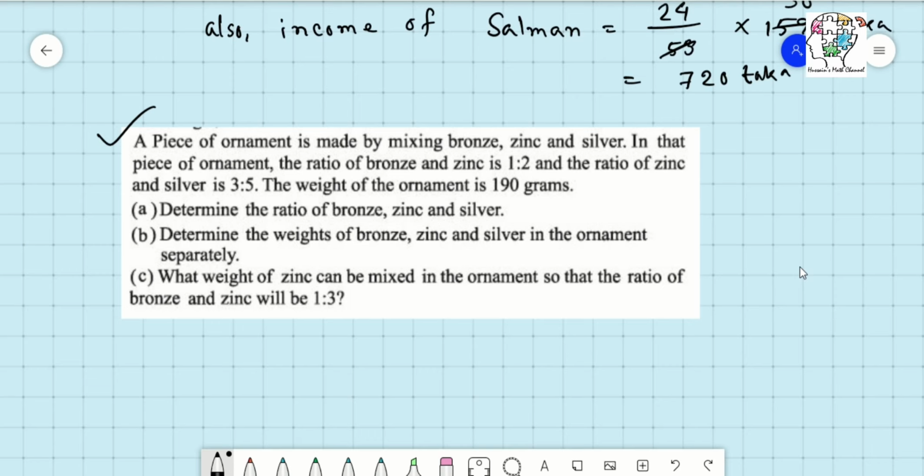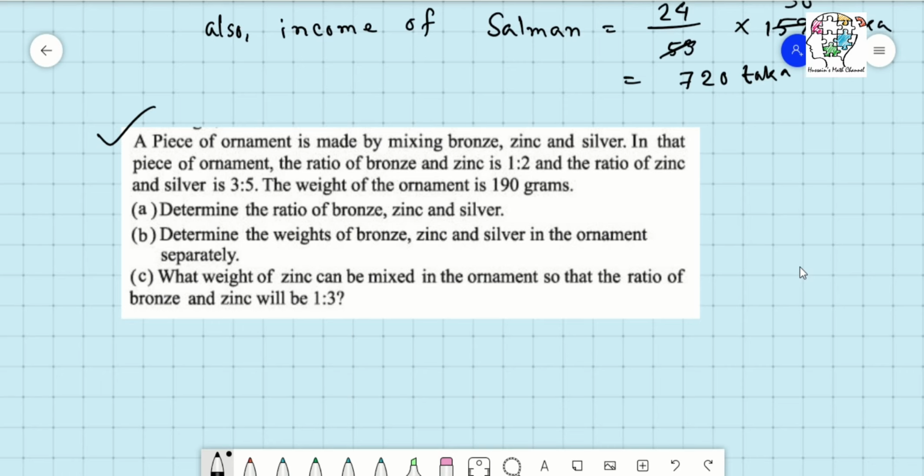A piece of ornament is made by mixing bronze, zinc, and silver. In that piece of ornament, the ratio of bronze and zinc is 1:2, and the ratio of zinc and silver is 3:5. The weight of the ornament is 190 grams. Determine the ratio of bronze, zinc, and silver.